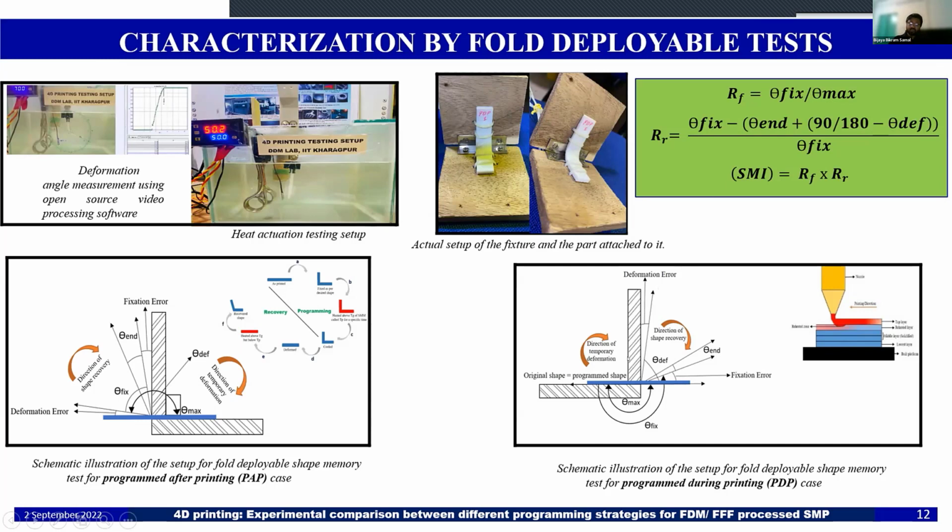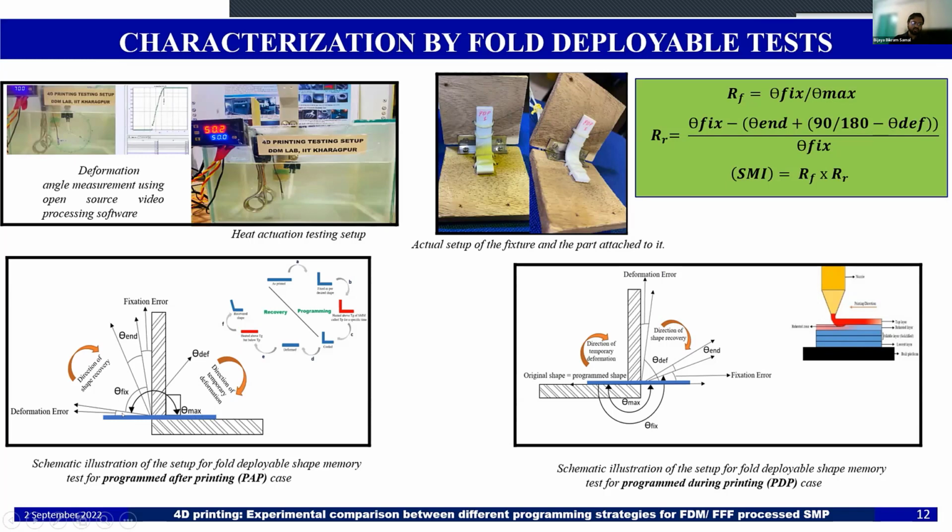And once it is deformed, we can keep it for some time in this state, and after that we can remove it from the fixture and take it to the testing bed, and use hot water to actuate it at around 70° Celsius, which is above the transition temperature. Here the material that we are using is PLA, which has a glass transition of around 60° Celsius. So when we are providing it 70°, it will try to recover back. The recovered angle that we are calculating is theta end. And again, here also we have some fixation error, and all those things we are taking into consideration, and we're calculating using this formula.